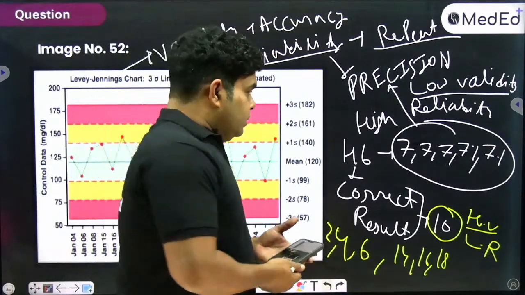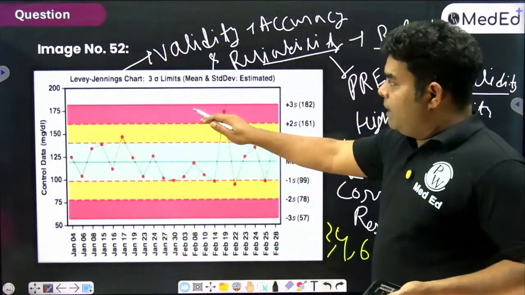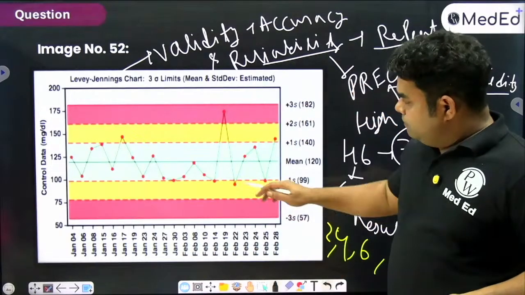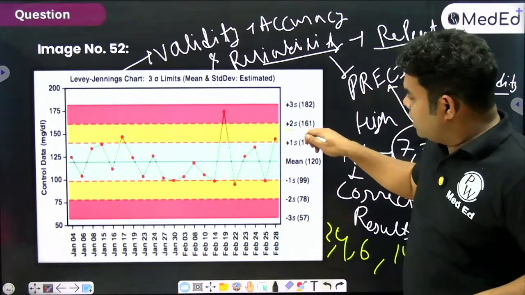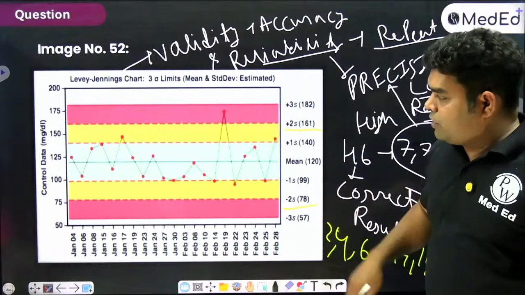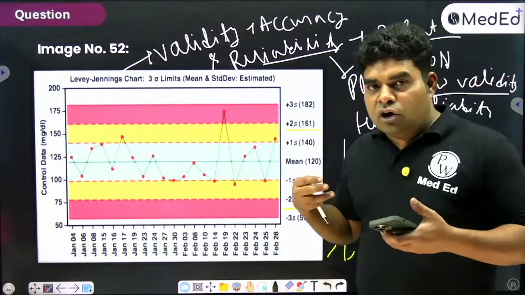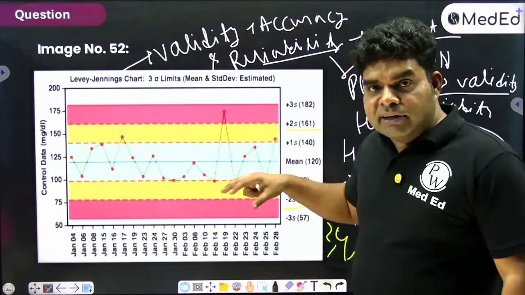So this reliability and validity we check by the Levy-Jennings chart. If the dots are outside +2 standard deviation or outside -2 standard deviation, we say that the machine is not working well. It should come between -2 to +2 standard deviation.